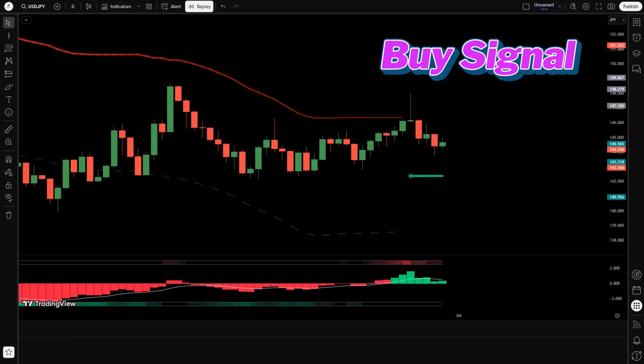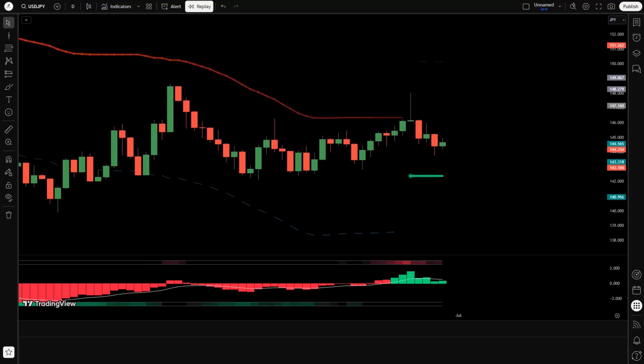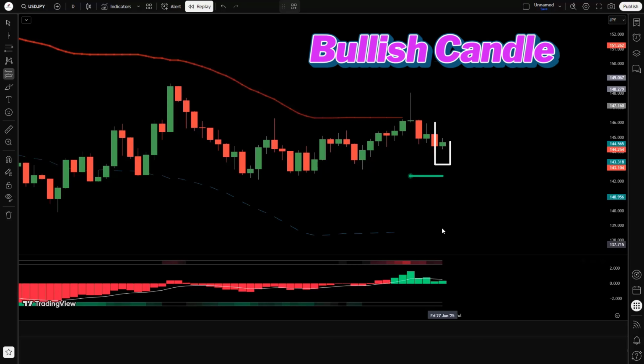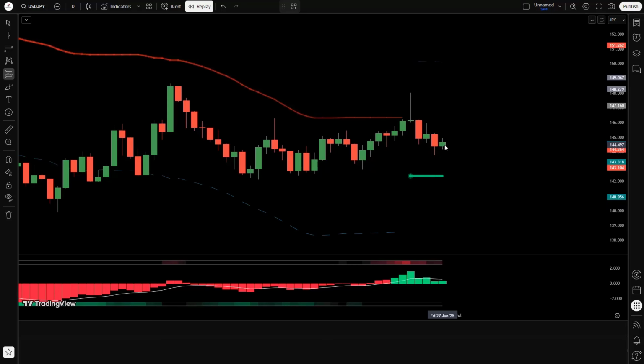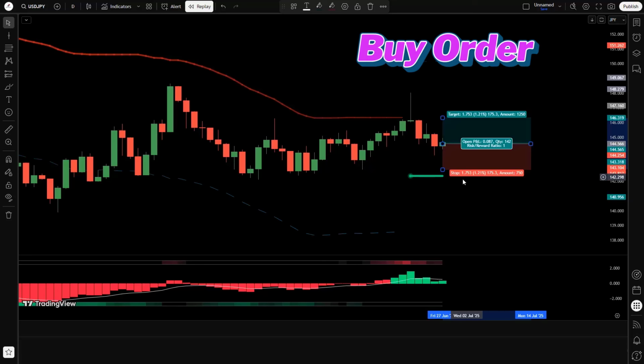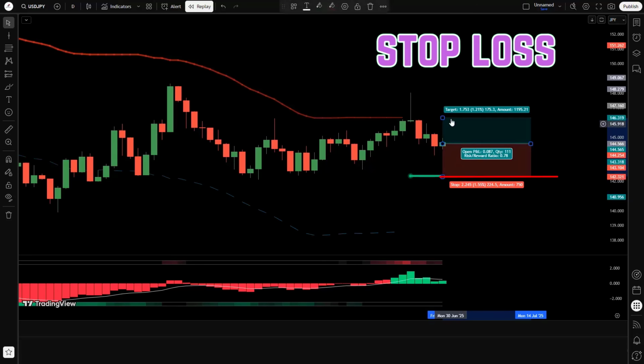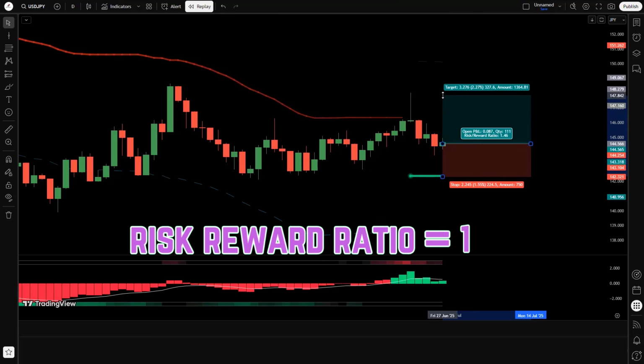When the trend wave bands indicator has given a buy signal, the ROC weighted MA oscillator indicator has formed a green histogram. And the market forms a bullish candle, so all these conditions are met, then we have to take a buy order. And our stop loss should be placed on this green line. And the risk-reward ratio will be 1:1.5.